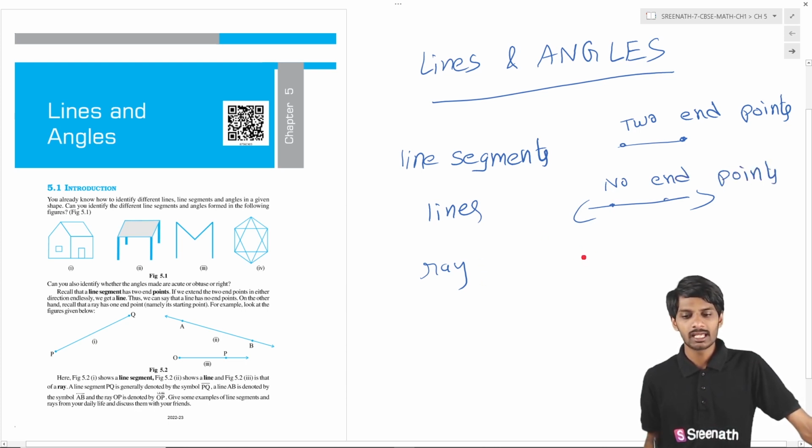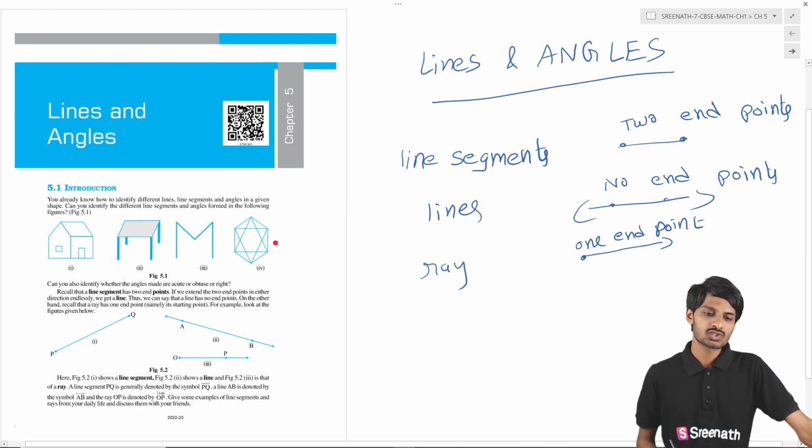And what about the ray? A ray will have one endpoint, and on the other side it goes on extending. These are the differences between line segments, lines and rays, students. In this figure also, this is a line segment, this is another, this is another. The table also has 1, 2, 3, 4 line segments, and the house also has line segments like that. So this is the line segment having two endpoints, this is a line, and this has only one endpoint. So we are familiar with line segments, lines and rays, students.